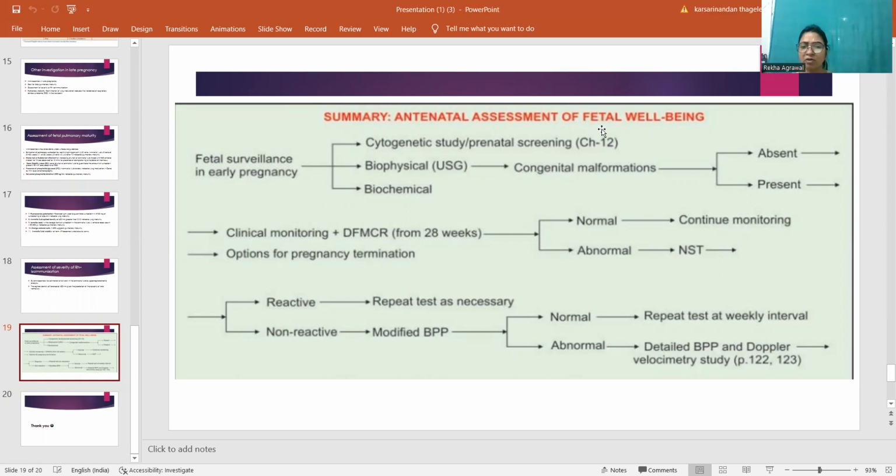Then comes a reactive and non-reactive CTG. If it is reactive, that means it is good. If it is non-reactive, then the biophysical profile, if it shows the NST is non-reactive, then we can go for the modified BPP. If it is normal, repeat the test weekly. If it is abnormal, then detailed BPP and Doppler velocity study we should do.